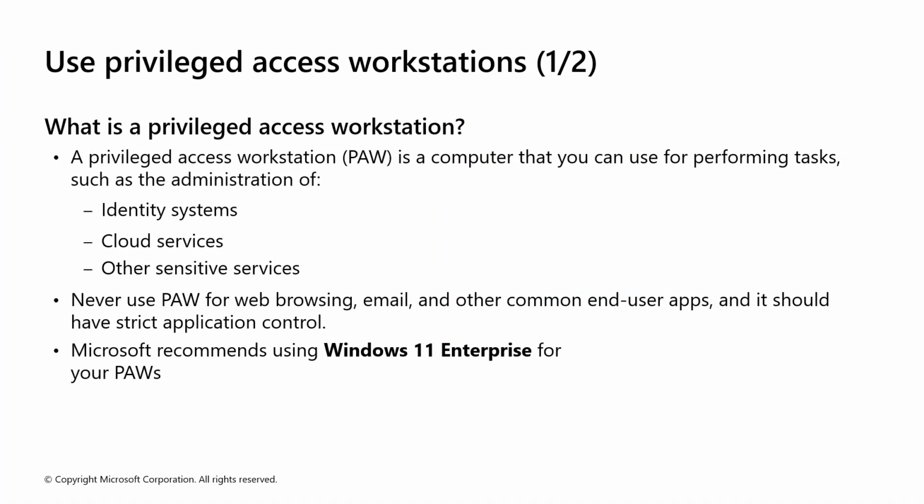A Privileged Access Workstation, PAW, is a dedicated computer used only for sensitive administrative tasks, such as managing identity systems or cloud services. PAWs should never be used for web browsing, email, or everyday applications. They should have strict application controls and hardware security features. Microsoft recommends using Windows 11 Enterprise for PAWs. By isolating admin tasks, PAWs help protect your environment from malware and credential theft.